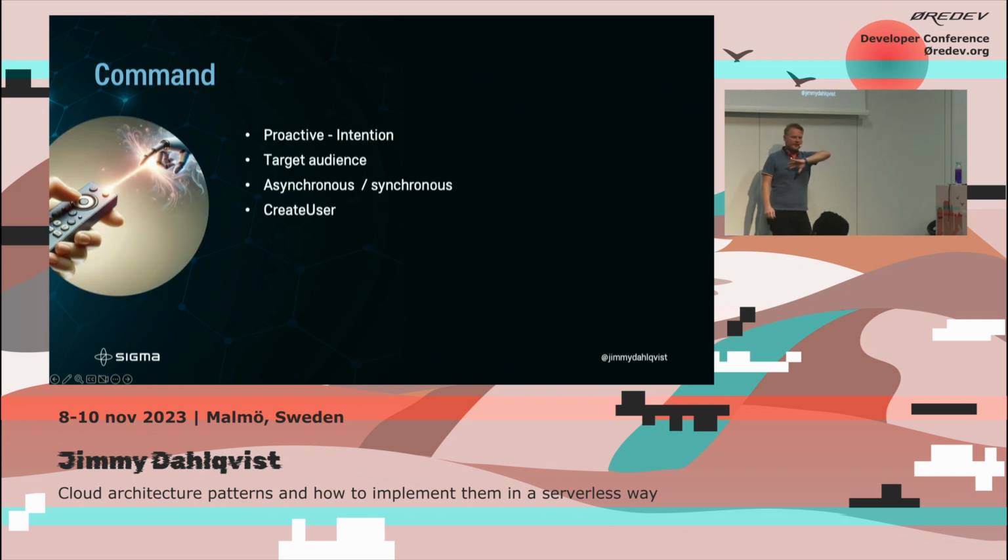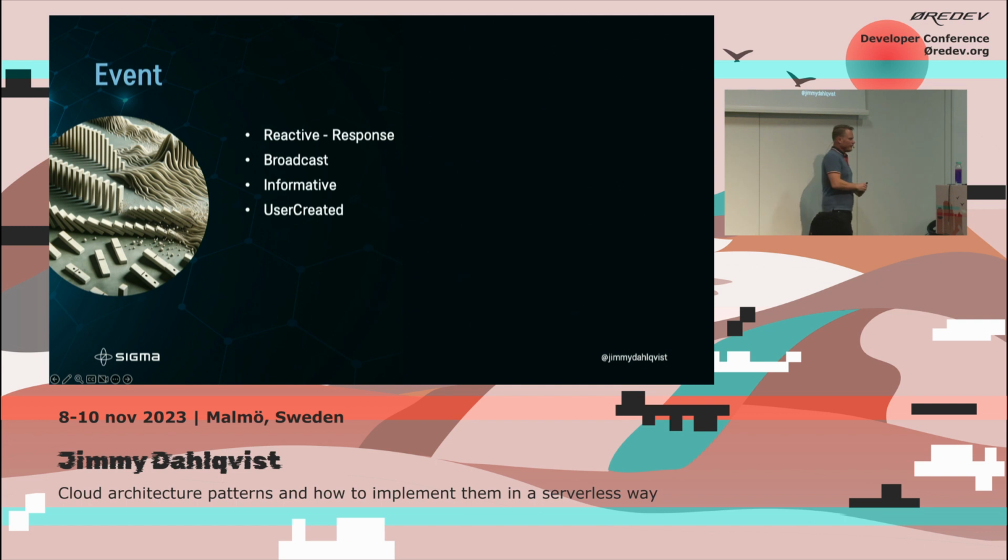A command is something that is proactive. It has an intention, it has a targeted audience, and it can be both asynchronous and synchronous. A good example of a targeted command is create user. It has a target for the user service to create a new additional user, and it's proactive, it has an intention. An event is reactive. It's often a broadcast, it doesn't have a target. It's informational. An example is user created. So the user service broadcasts into the system saying that, hey, a new user has been created and added.